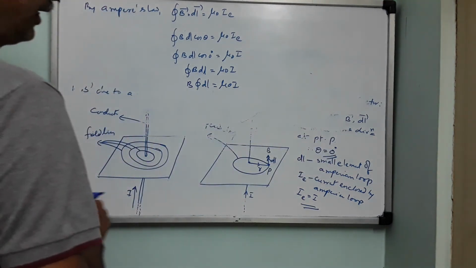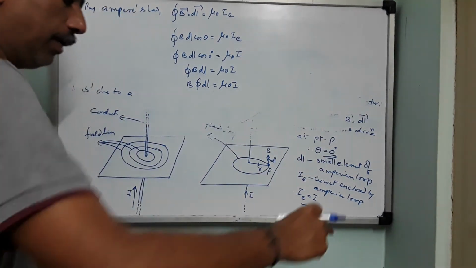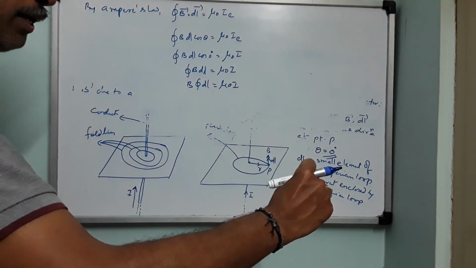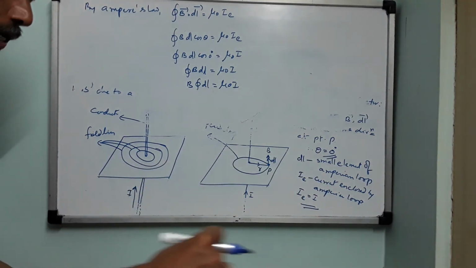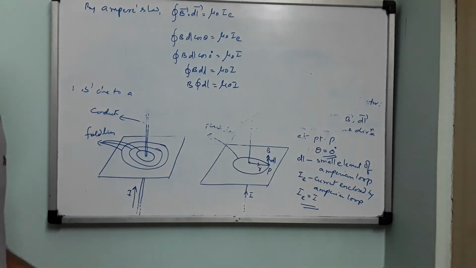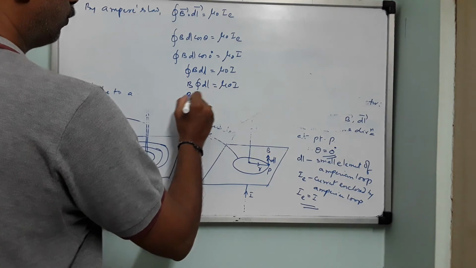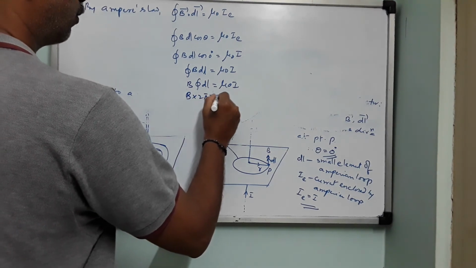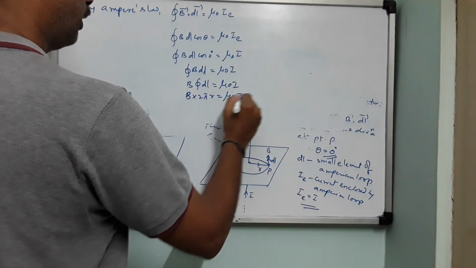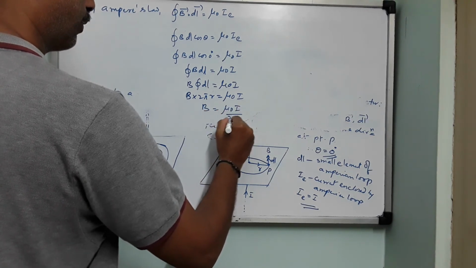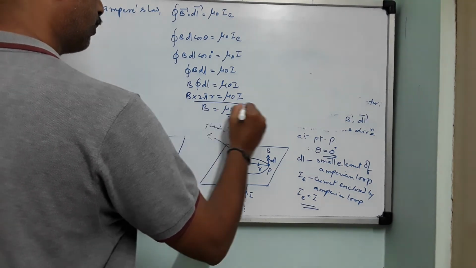Okay. So line integral of dl. This is actually an Amperian loop like this in the horizontal plane. You have taken a small dl over a closed loop. It should be 2 pi r. What is the radius? Small r is the radius. So B into 2 pi r equals mu naught into I. Therefore B equals mu naught I by 2 pi r. This is the expression.